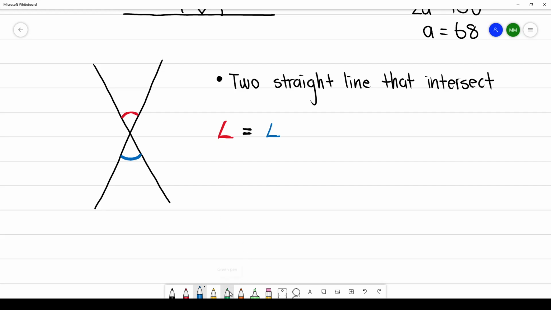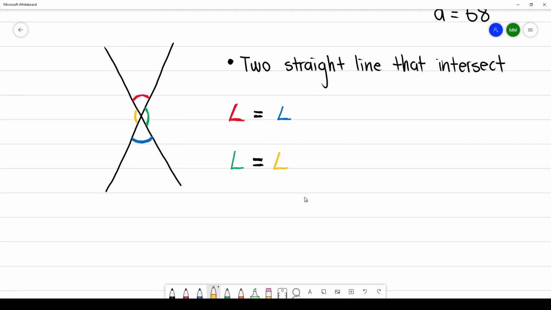And then similarly, the green angle will be equal to the yellow angle. Now we can prove this using algebra, but we won't get into that because we haven't talked about it. It has something to do with systems of equations, where you have equations of different variables, but we will get into that later when we get there.